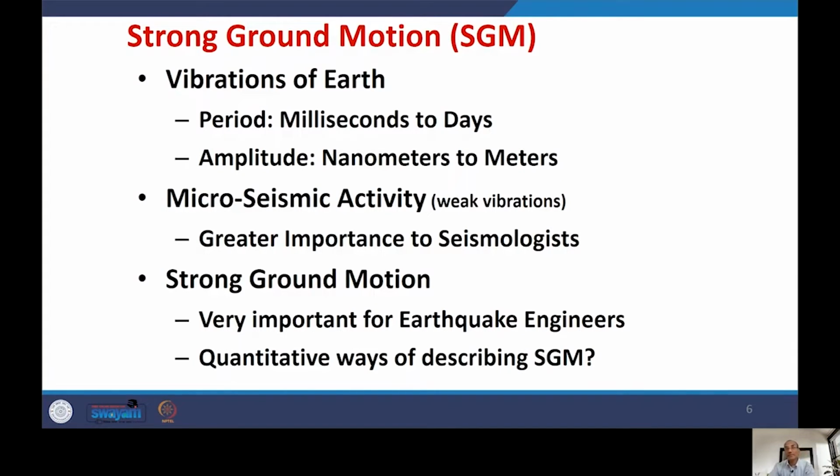Similarly, the amplitude of the vibration could vary from nanometers to meters, and accordingly the magnitude of earthquakes keeps varying. Microseismic activity, which is weak vibrations, is of greater importance to seismologists, but not so important for engineers. When we talk about strong ground motion, it is very important for earthquake engineers, and we need to find quantitative ways of describing strong ground motion.